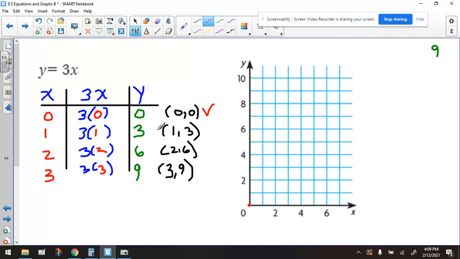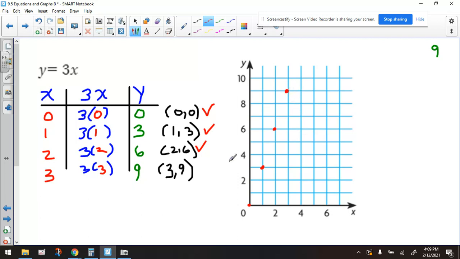So that one's done. Let's plot this one. Go over 1 and up 3. Over 1, up 3 would be right here. That one's done. All right, over 2, up 6. Over 2, up 6. It's going to go right there. So that one's done. And over 3, up 9 would go right here.